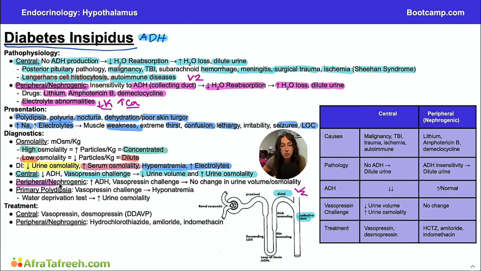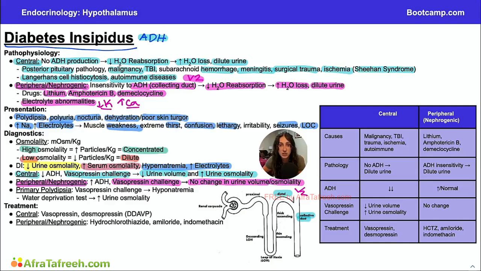If we had peripheral or nephrogenic diabetes insipidus, on the other hand, and we did a vasopressin challenge, it doesn't matter if we have antidiuretic hormone present or not, because the issue here is that the receptor is not responding appropriately to antidiuretic hormone. So increasing the concentration of antidiuretic hormone isn't really going to do much. Our kidneys still aren't going to respond. And thus, when we do the vasopressin challenge with our peripheral or nephrogenic diabetes insipidus, we're going to see no change in urine volume, and no change in urine concentration or osmolality, which is directly contrasting to our central diabetes insipidus, where we would see a significant response, decreased urine volume, and increased urine osmolality.